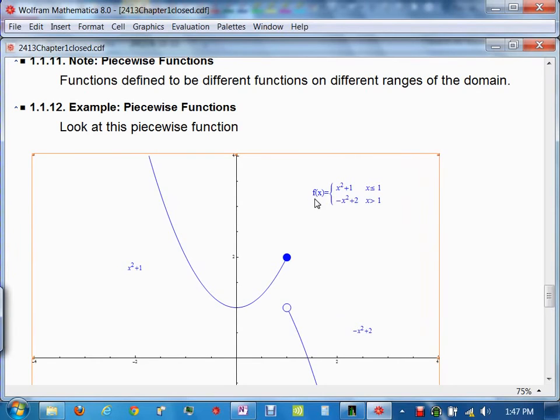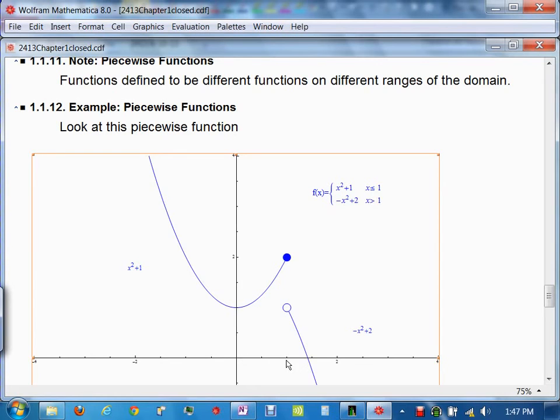So what this says is f of x equals x squared plus 1 if x is less than or equal to 1, and negative x squared plus 2 if x is greater than 1. What you have to understand about piecewise functions is that there's usually a separation where one function turns into another function. And our separation here happens at what x value? At x is 1, right?